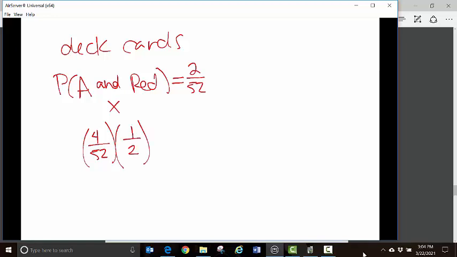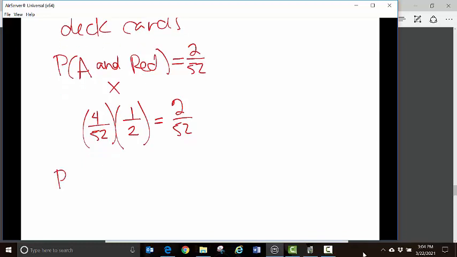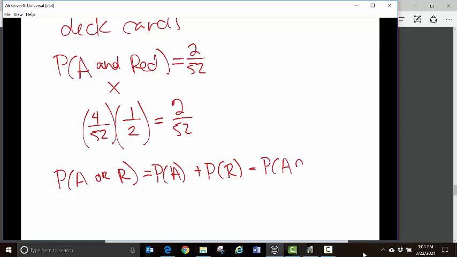1/2, right? Half are red, half are black, which would then give you 2 out of 52. Remember, and is multiply, or is add. So if we wanted the probability of an ace or a red card, that's when you would add. You would say the probability of an ace plus the probability of a red card minus the probability of an ace and a red card.